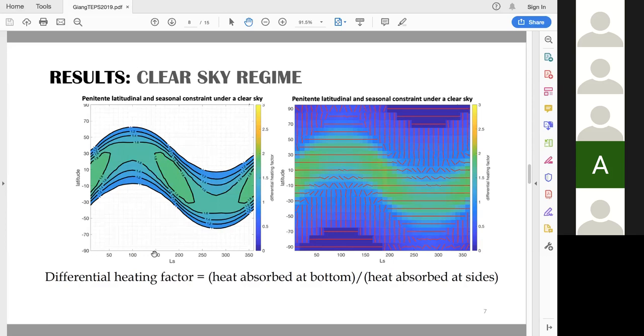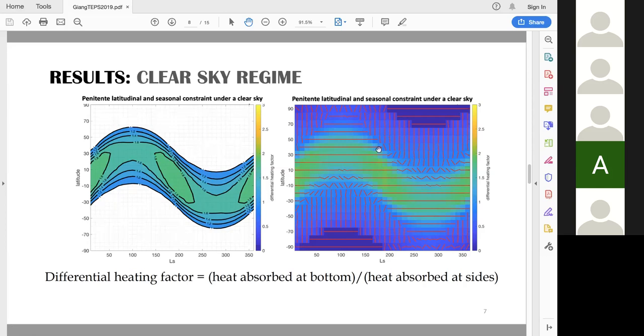This shows you the solar longitude and the latitude up here. This is the North Pole, the bottom is the South Pole. And this is a contour plot of the differential heating factor, and anywhere that's colored is where penitentes can form. As you can see here, penitentes cannot form above 60 degrees on either hemisphere. So that's pretty consistent with Earth.